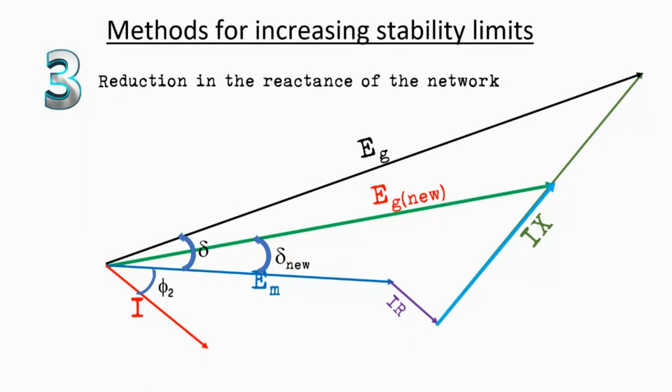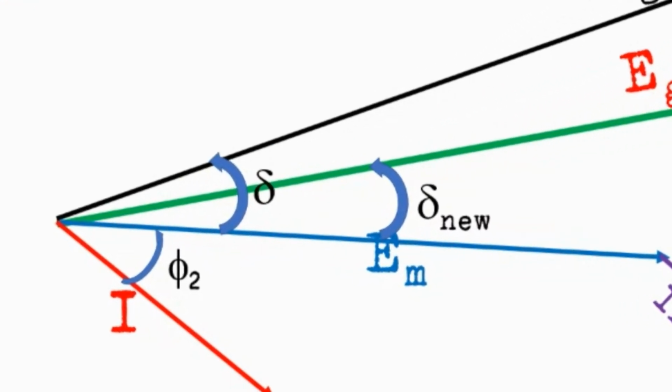Remember, on the transmission line, we said there are so many ways to reduce the reactance of the network. We studied them there with our bundling of the conductor, another technique that we use there. If we reduce the reactance, Ix, in this phasor diagram will be lower, so the new Eg voltage at the stator of the synchronous generator will be reduced. This will bring delta down.